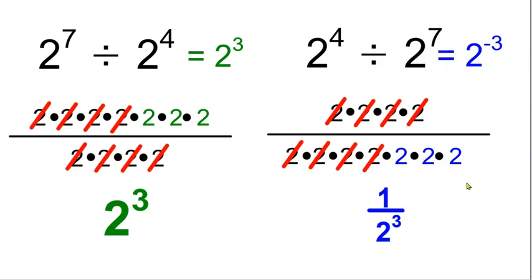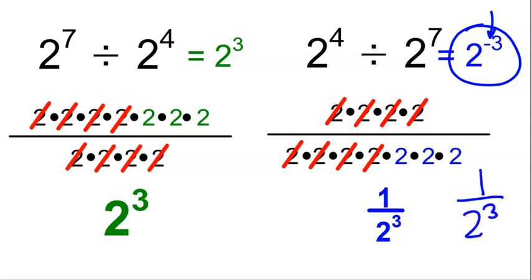So in the second case, when our 2's were left in the denominator, giving us 2 to the negative 3 power, that means that the base of 2 is in the wrong location when it's written in this format. So a negative power means that we need to take the reciprocal. We flip the base over, and we make the power positive.